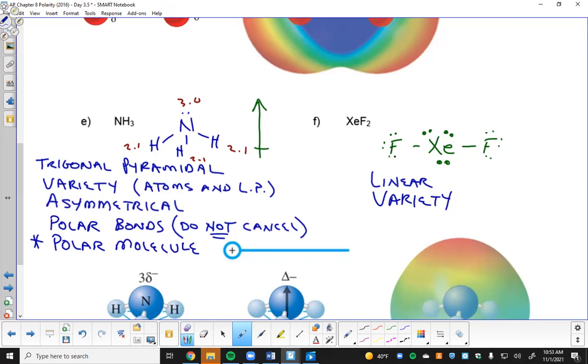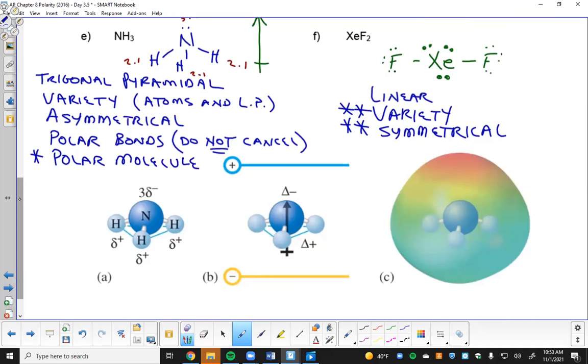So we have kind of a disguised, difficult to find symmetrical nature to it. You've got to watch out for that. Variety and symmetry usually don't go together. But when you have a noble gas as a central atom, it's probably going to happen because noble gases are weird. Because of the symmetry, the polar bonds are going to cancel, and it's a non-polar molecule.